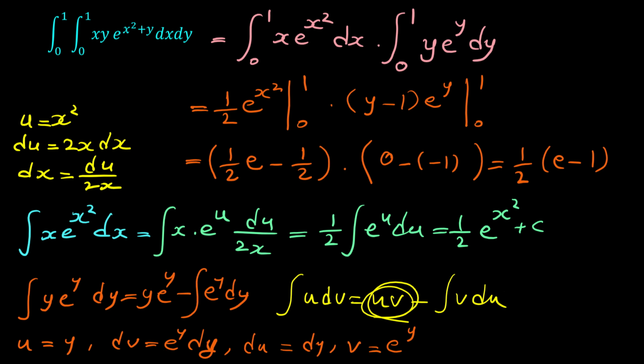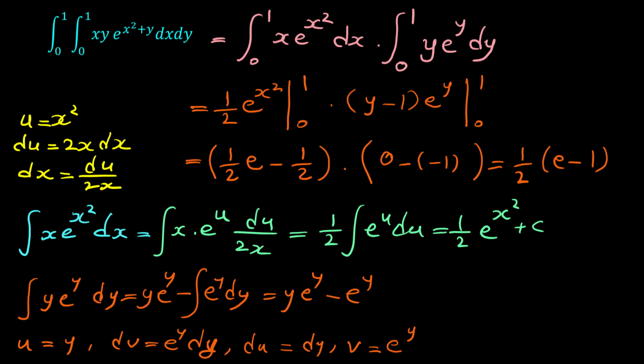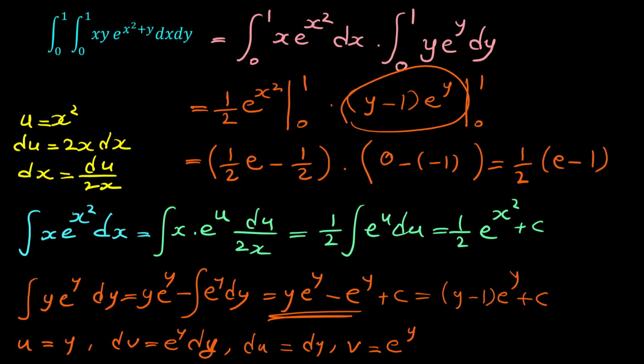Let me erase these things from here. And as you can see, this equals y e to the y minus e to the y plus c. From these two terms, if you factor e to the y, then you have (y minus 1) e to the y plus c, which is exactly this expression here.